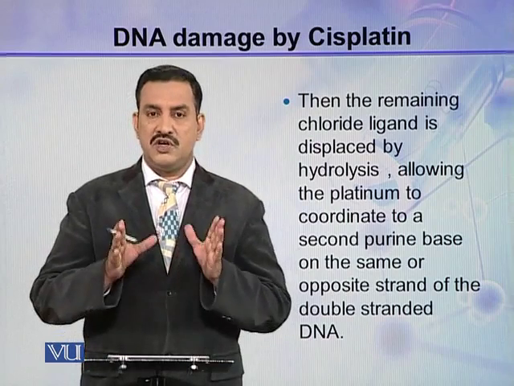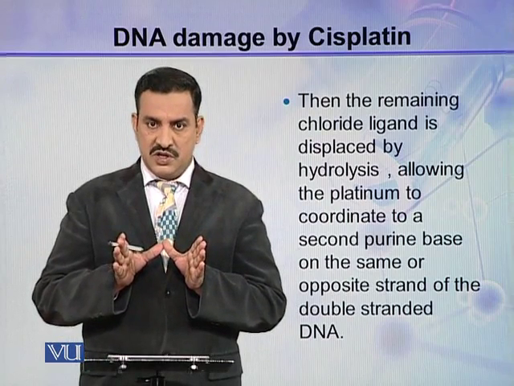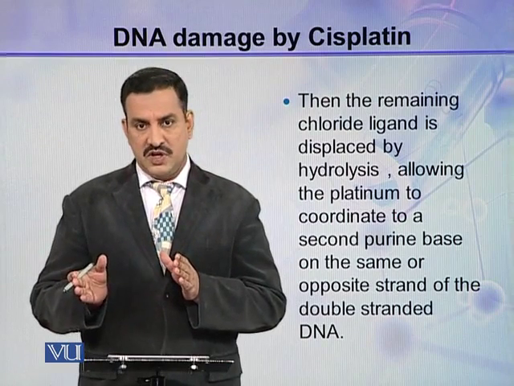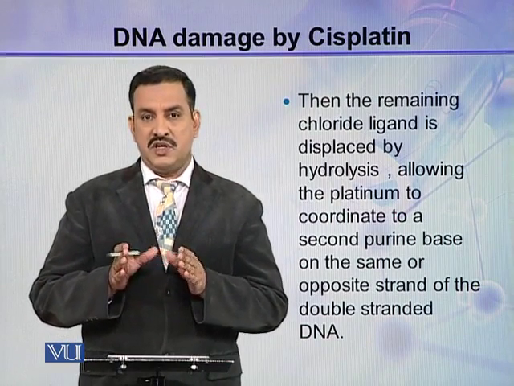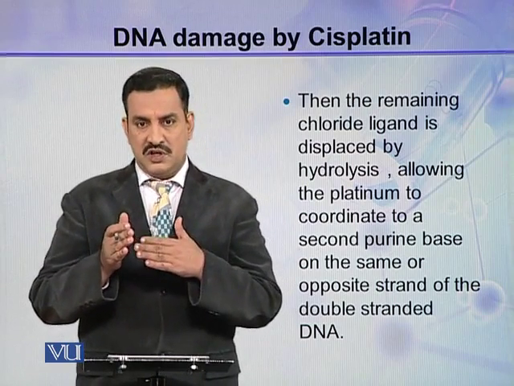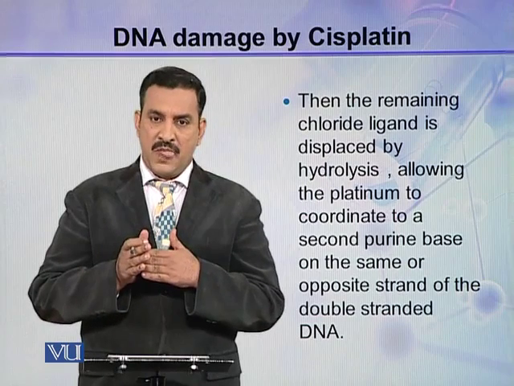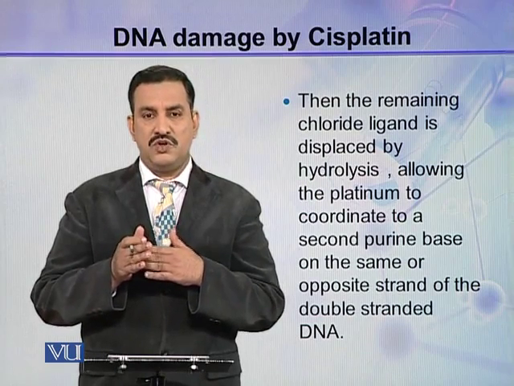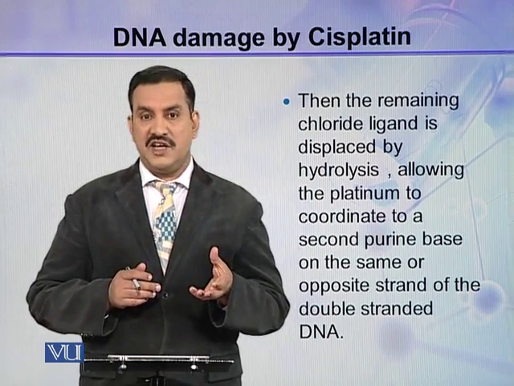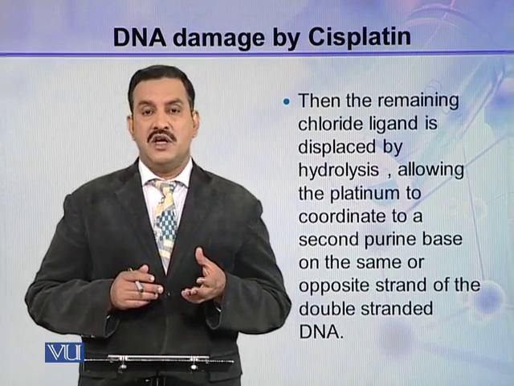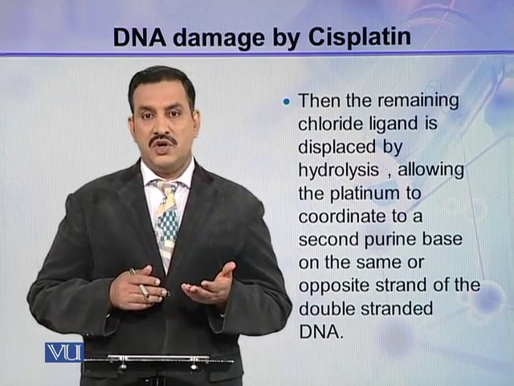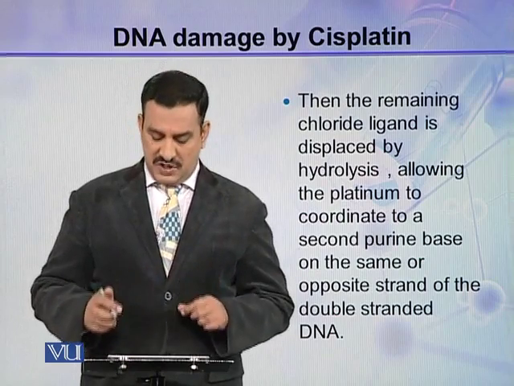As you know, there are two chloride ligands. After activation, one ligand was removed, and in that place this cisplatin was attached to a nitrogenous base. So it formed a monoadduct. But after the removal of the second ligand, now it can make another linkage, another cross link, with another nitrogenous base.